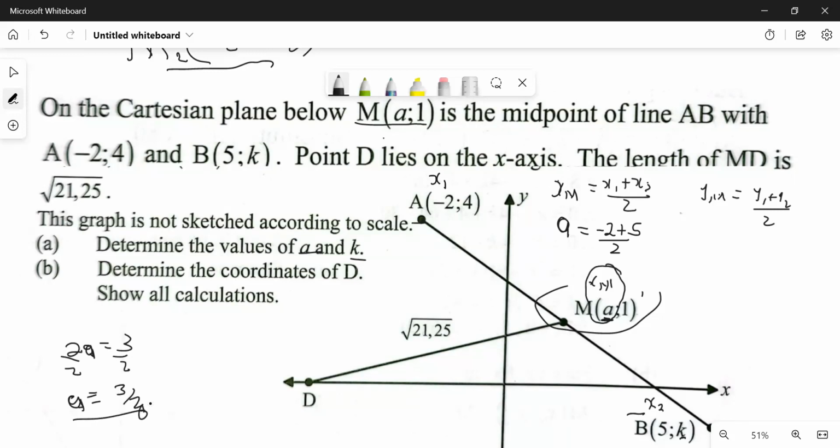So we are done with the first one. A is equivalent to 3 over 2. Okay, let's go and get number 2.